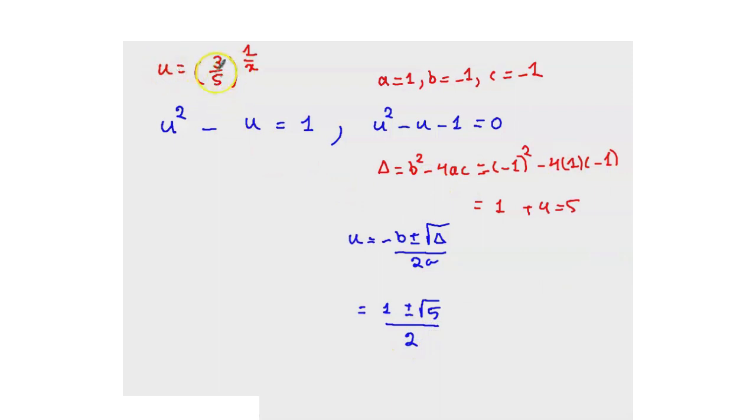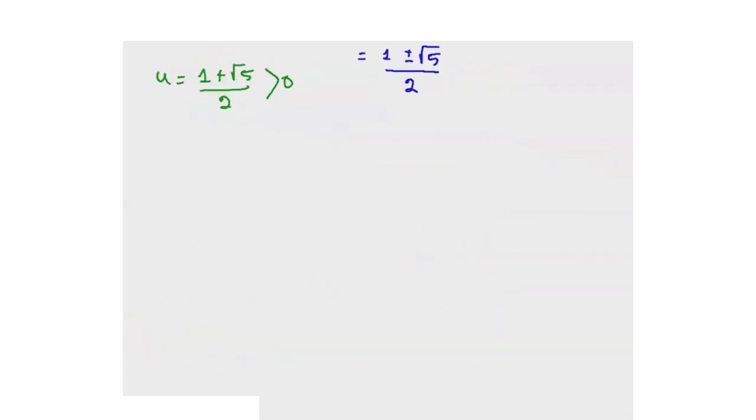But if you notice, u is equal to 3 over 5 to power 1 over x. So whatever the value of x was, u will be greater than 0. So here we have only one accepted solution, which is u equal to 1 plus radical 5 over 2, because it's the only solution greater than 0. 1 minus radical 5 over 2 is smaller than 0. So u equal to 1 plus radical 5 over 2, and we know that u is equal to 3 over 5 to power 1 over x.